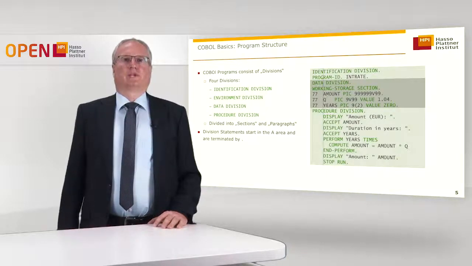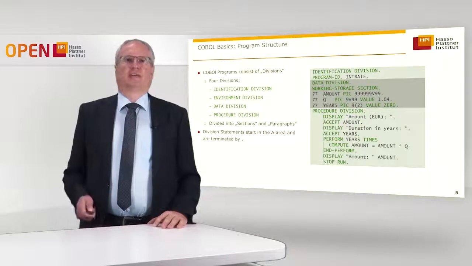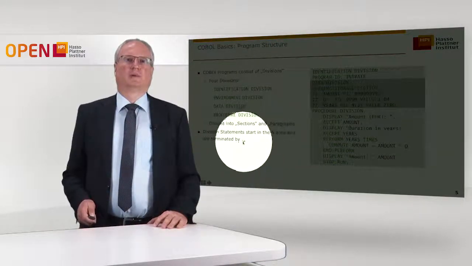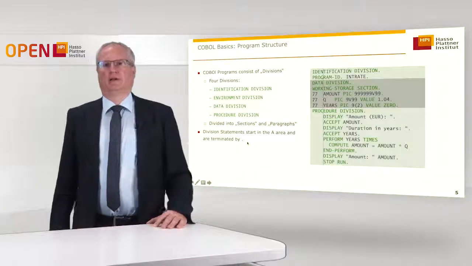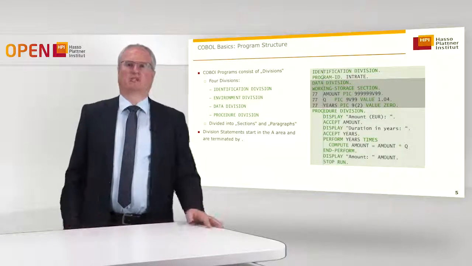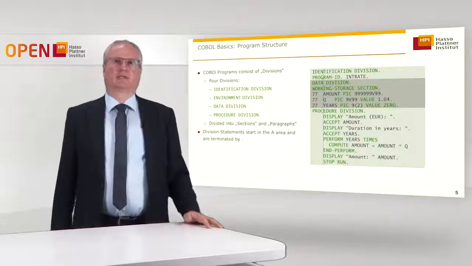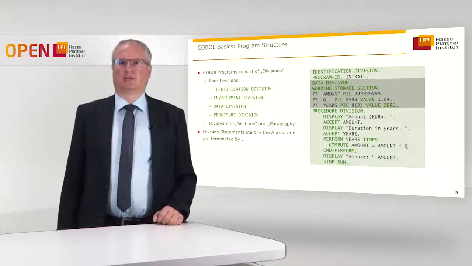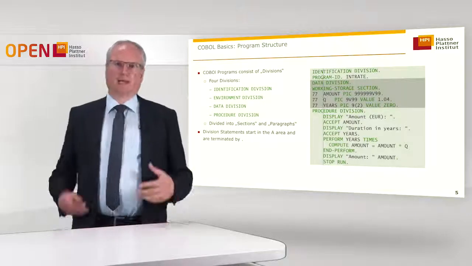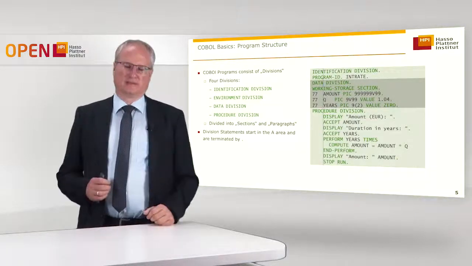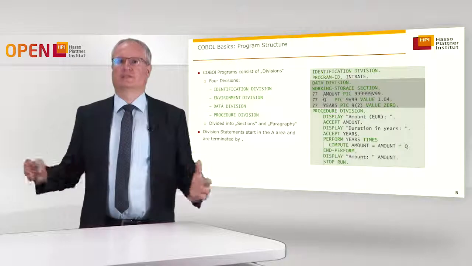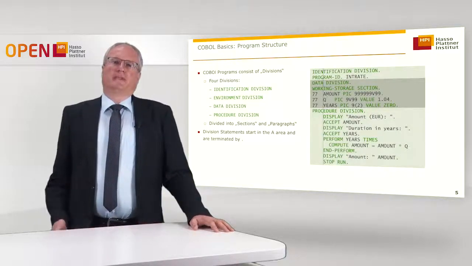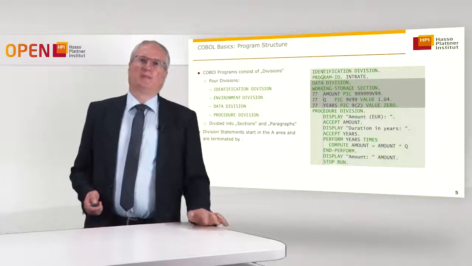The division statements always start in the A area, and they are terminated by a dot. In general, all elements of the language are terminated by a dot, so the dot is similar to the semicolon in C or Java. And again, a dot at the end is like in natural language, where a sentence is also terminated with a dot.